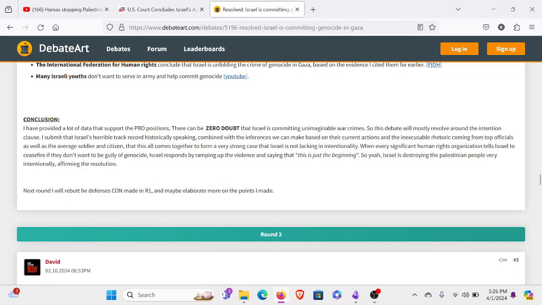I have to provide a lot of data supports the proposition. It's not really, dude. There can be zero doubt that Israel committed unimaginable war crimes. Yes, but what the fuck does that... Well, one, he's kind of just stating this without much proof, honestly. We went over the proof. It's not much. But let's say they are. How is that evidence of genocide? This debate will mostly revolve around intention. Well, I disagree. I mean, but you've still failed to prove intention either way.